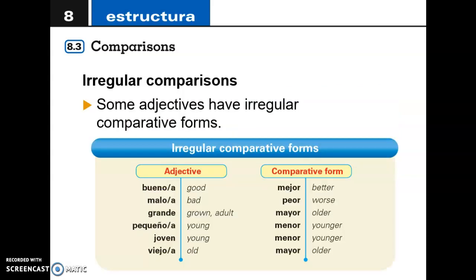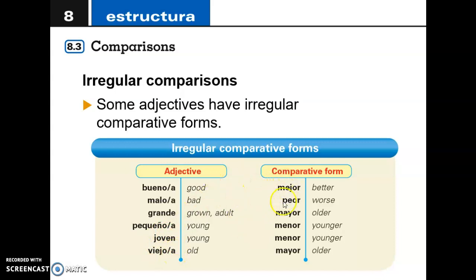We also have some irregular comparisons just the way that we have it in English as well. And let's look at those adjectives and the comparative form. In English we say good. En español decimos bueno o buena. Remember that they will always match the item, the person, the place that we are describing. Malo or mala means bad. Grande means grown or adult. Pequeño or pequeña means young. In this case, we're focusing on people because grande also means big and pequeño also means small. And joven, young, and viejo or vieja, old. Remember, it will depend if we're talking about a man or a woman.